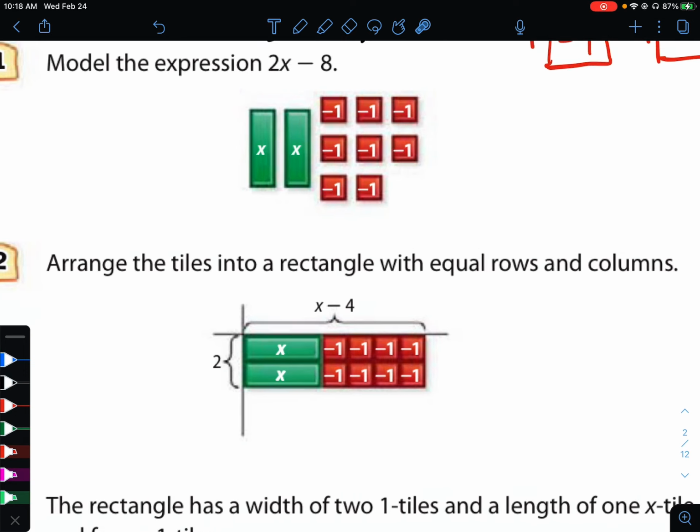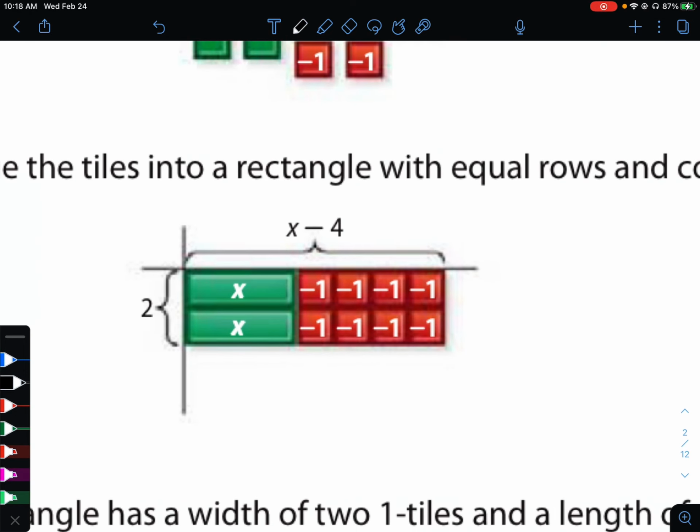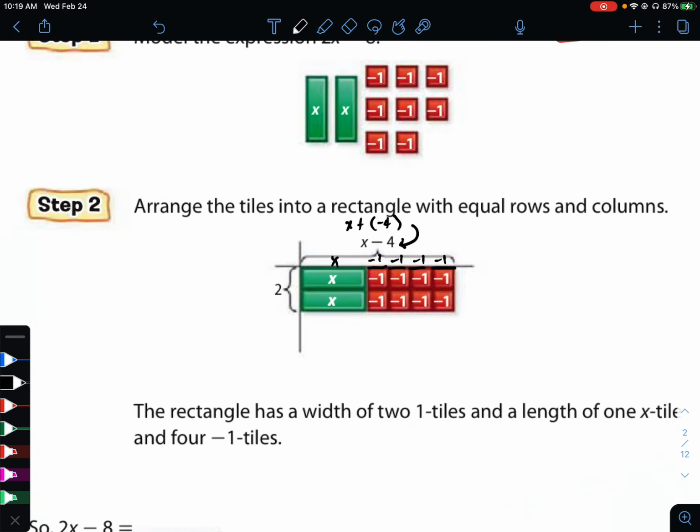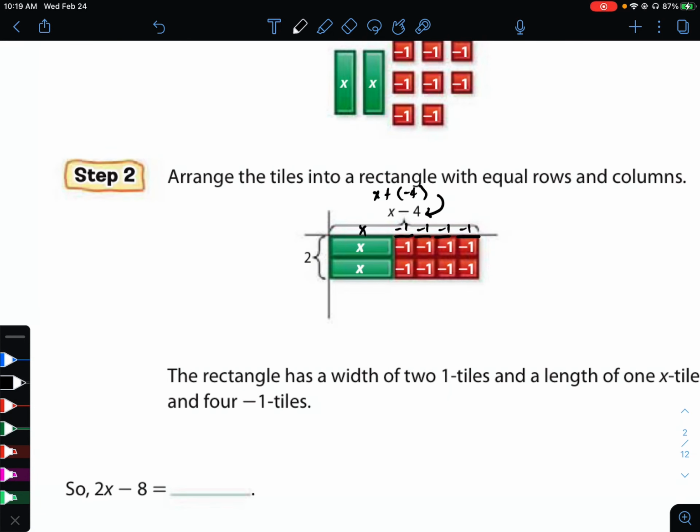Again, how did we get to x minus 4? Because the length is x right here. And the length of each side here is negative 1, negative 1, negative 1, and negative 1. So you have x and 4 negative 1s, which is the same as x plus negative 4, or simply x minus 4, according to the definition of subtraction. Same thing as what we did on the side here, step number 2. On that side, that is 1, that is 1. So that is 2.